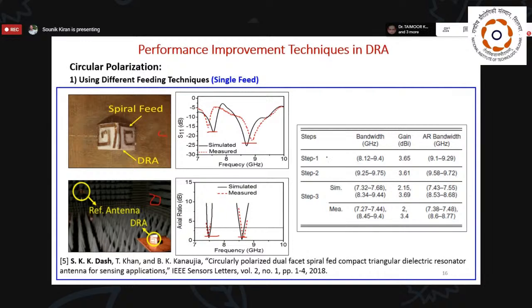And this is the stepwise comparison, I mean stage 1, step 1, step 2, and step 3. What are the results? In step 3 we can see it is clearly giving dual resonance here and here. And once we go for the measurement also, we find the dual band behavior was okay and acceptable.